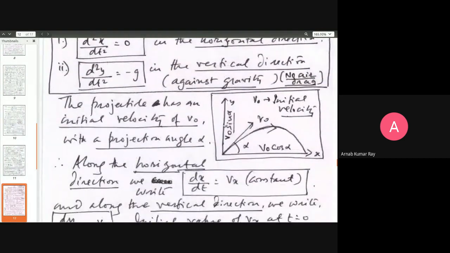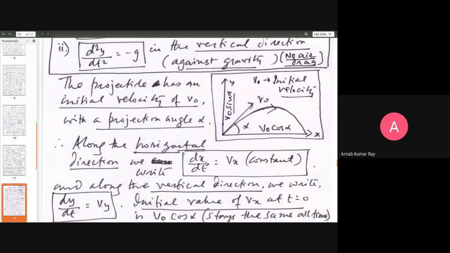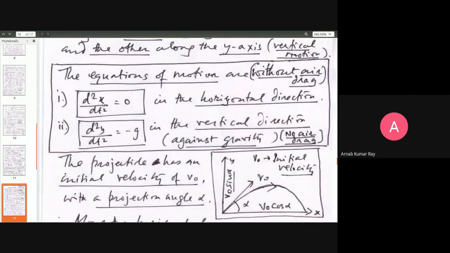This is the diagram of a projectile motion. This is the y-axis, this is the x-axis. The projectile has been projected at an angle alpha, with an initial velocity of v naught in this direction. This is the barrel of your Bofors cannon from which artillery shells are being fired. So the projectile has an initial velocity of v naught directed this way with a projection angle of alpha. Now along the horizontal direction, d2x/dt squared is equal to 0. Therefore, dx/dt will be a constant.